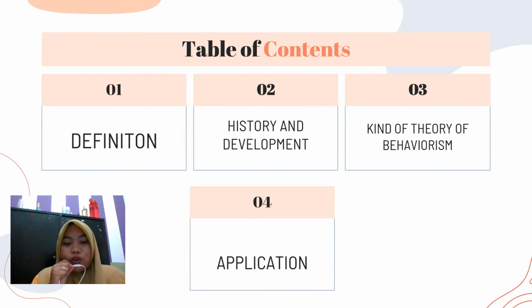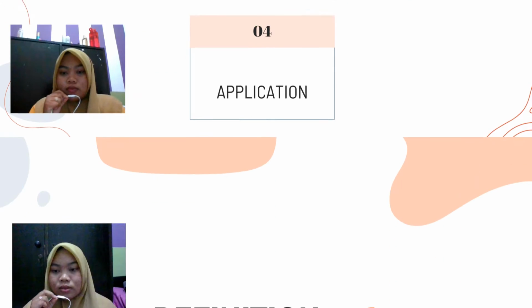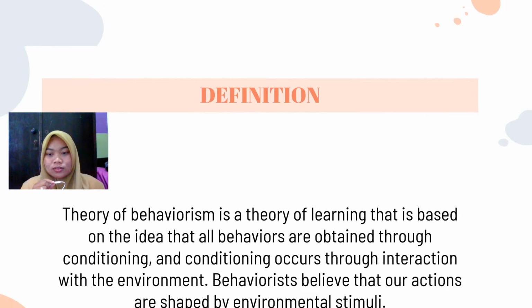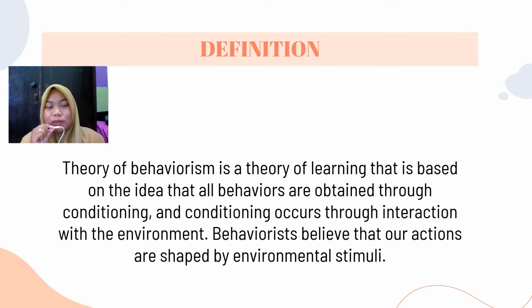There are four contents that my friends and I will explain here. First one is definition, and the second is history and development, and then kinds of theory of behaviorism, and the last is application. First of all, I will explain the definition of theory of behaviorism.